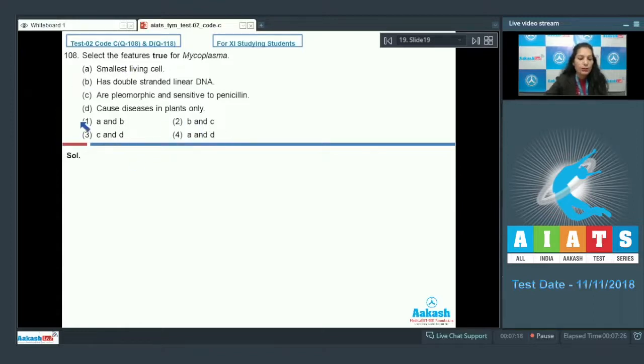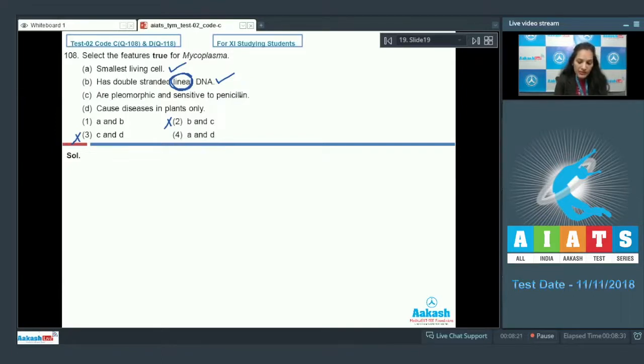You have to tell which of the following statements are true for mycoplasma. Mycoplasma is a prokaryote and it is the smallest living cell. So statement A is correct. So option 3 and option 2 are ruled out. B. Has double-stranded linear DNA. Mycoplasma are the only monerans where double-stranded linear DNA is seen. Otherwise, in kingdom Monera, the DNA is double-stranded circular, not linear. So this is correct for mycoplasma.